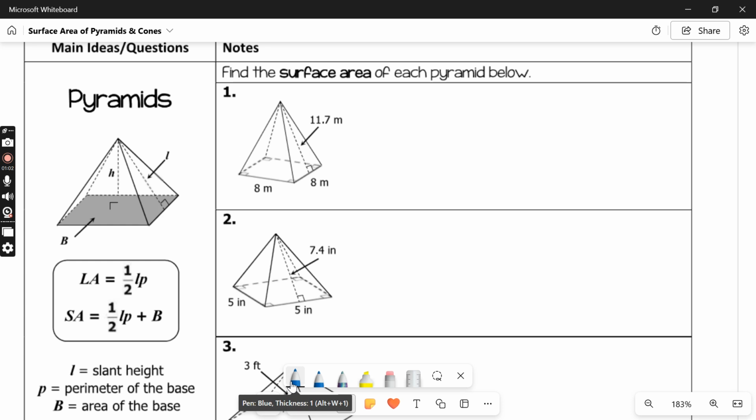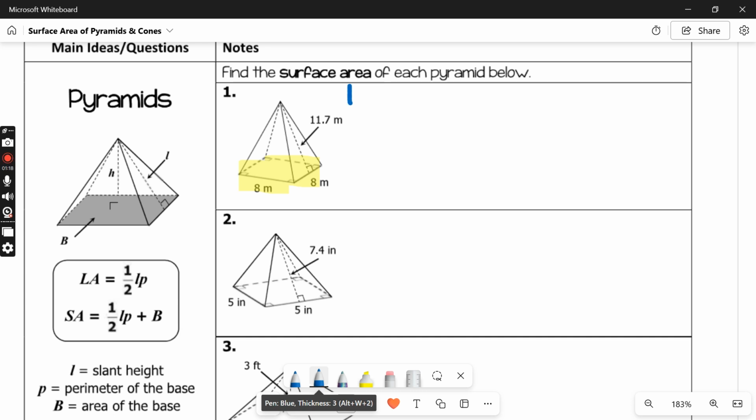All right, so that's what we're going to start with. Looking at this problem, I like to highlight our base on here. Our base is a square. So the square that's down here, that's our base. So that's what we're going to be using when we look at perimeter and area.